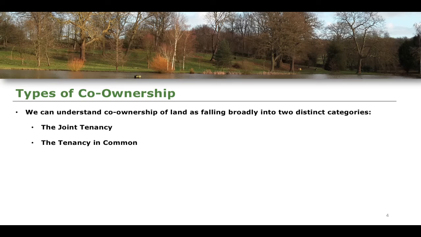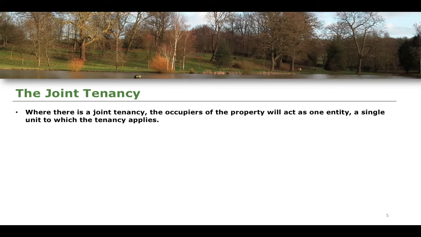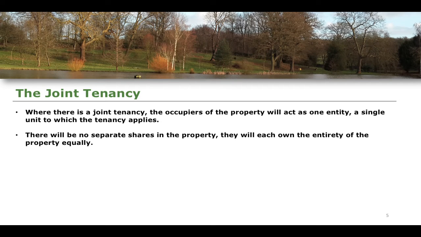So what are the differences between the joint tenancy on the one hand and the tenancy in common on the other? Well, the joint tenancy refers to a situation where the occupiers of a property, i.e., the co-owners, act as a single entity in relation to that property. They are one single unit to which the tenancy applies. So you have an ownership of a property, and this ownership is one single ownership, but it is divided among the occupiers of that property. They all equally own that property as a joint tenancy. They are collectively merged together as a single legal entity.